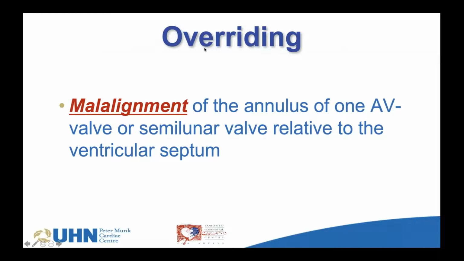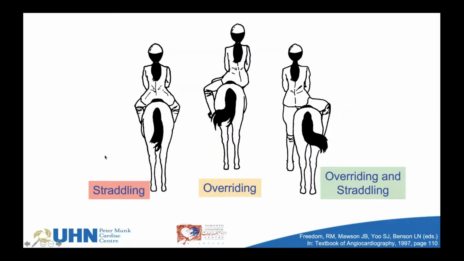Overriding is a different term. Overriding describes a malalignment of the annulus of one AV valve or a semilunar valve relative to the ventricular septum. So you can also use this cartoon to describe the difference between straddling and overriding. You see here, this is the ventricular septum with the ventricular septal defect, and here are the cords.